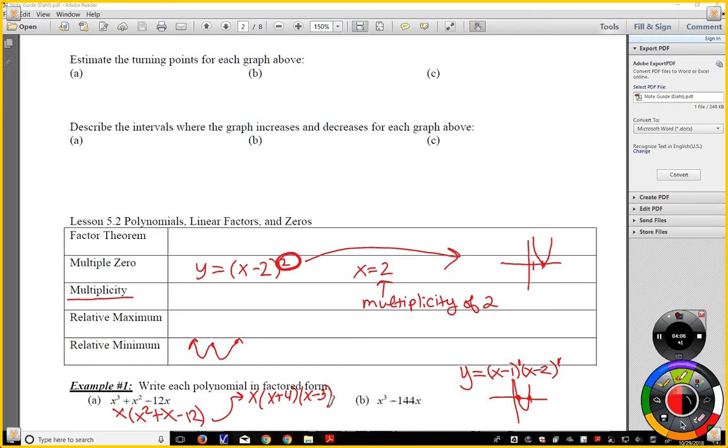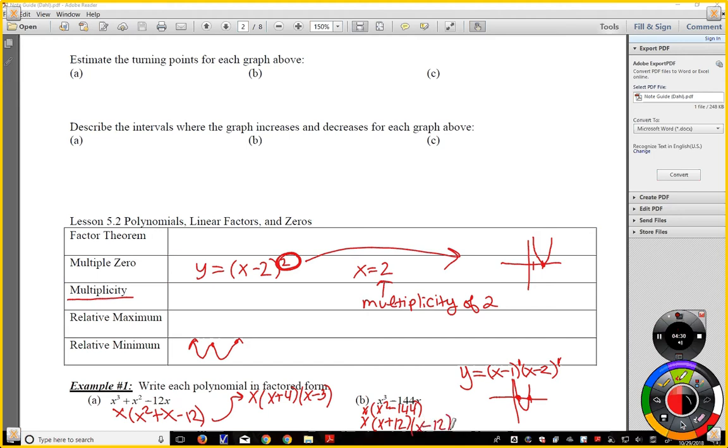Same idea here with this one. If I factor out x, I'm left with x squared minus 144. And how does x squared minus 144 factor? Good. Okay, yeah, difference of squares, right? No middle term because it canceled out. So it's like those conjugates. It's x plus 12 times x minus 12. Okay, and that would be the factored form.